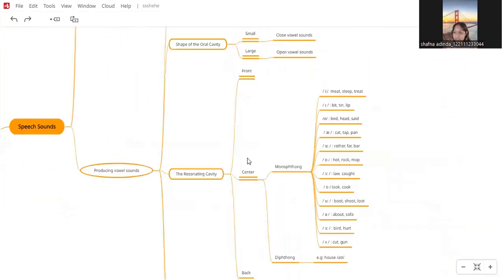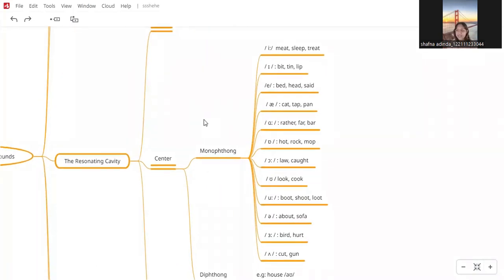All right, for example, there is meat, sleep, treat. And the short E, which is bit, tin, and lip. And then there is bed, head, and set. And then cat, tap, and pen. And then there is father, far, bar. And then hot, rock, and mop, look, and cook. And then there's the U sound, which is boot, shoot, and loot. And then there is about, sofa. And then there is bird and hurt.